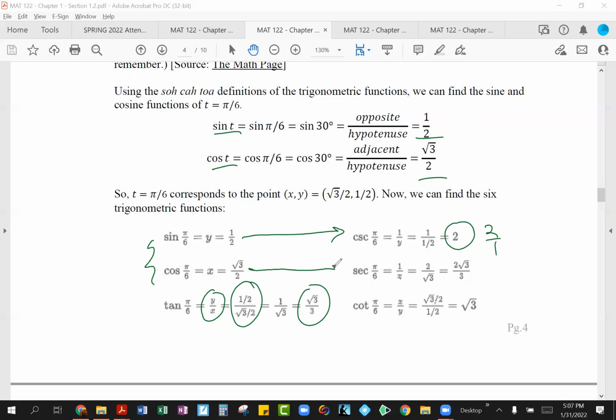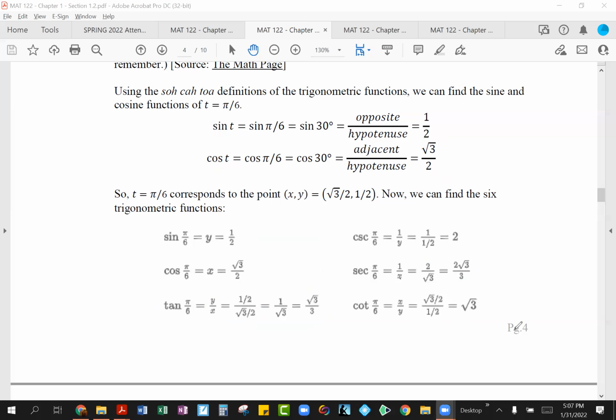From the cosine, you can get secant. So this was square root of 3 over 2, and you can see we inverted that. But since the radical ended up on the bottom, we rationalized the denominator to move that square root of 3 from the denominator to the numerator. And once you found your tangent function, of course, invert that and you can find your cotangent. So these are the main ones, then tangent. Once you have the three initial functions, go ahead and find the three remaining functions.